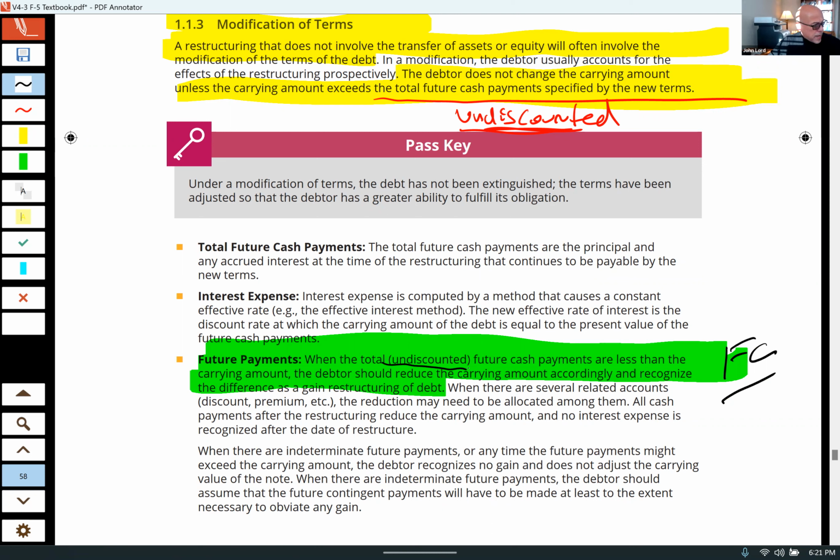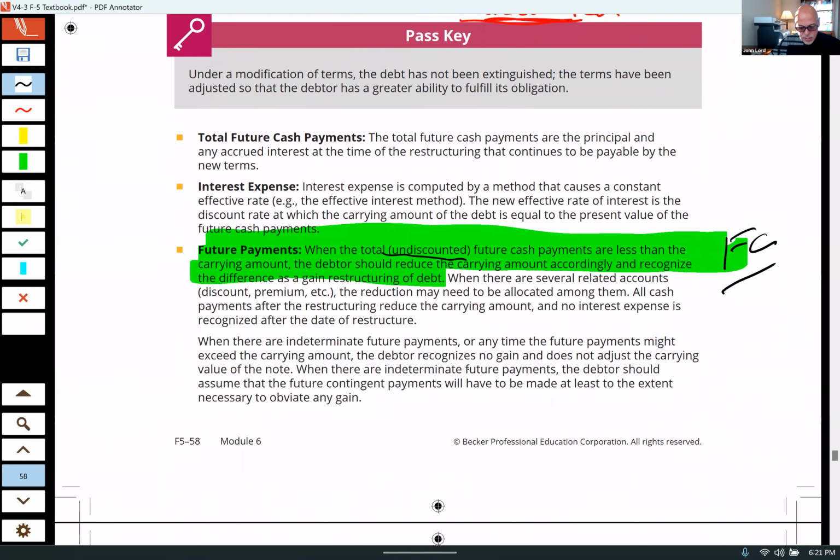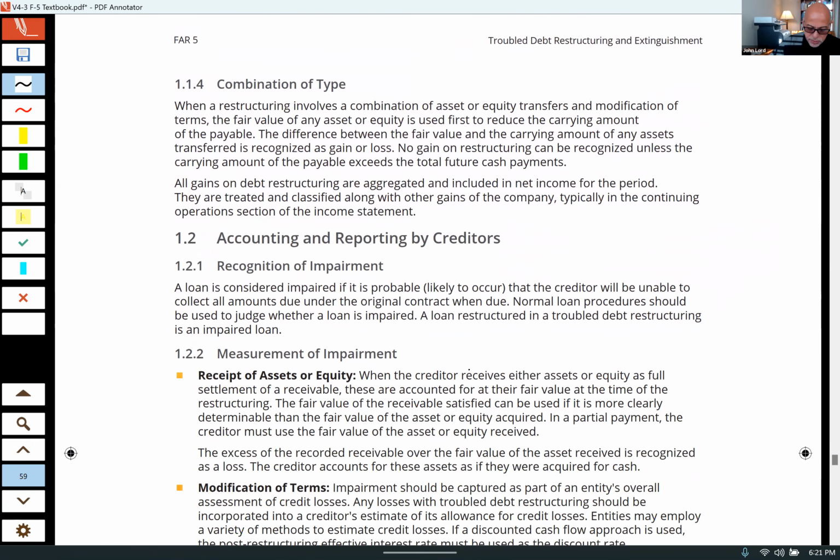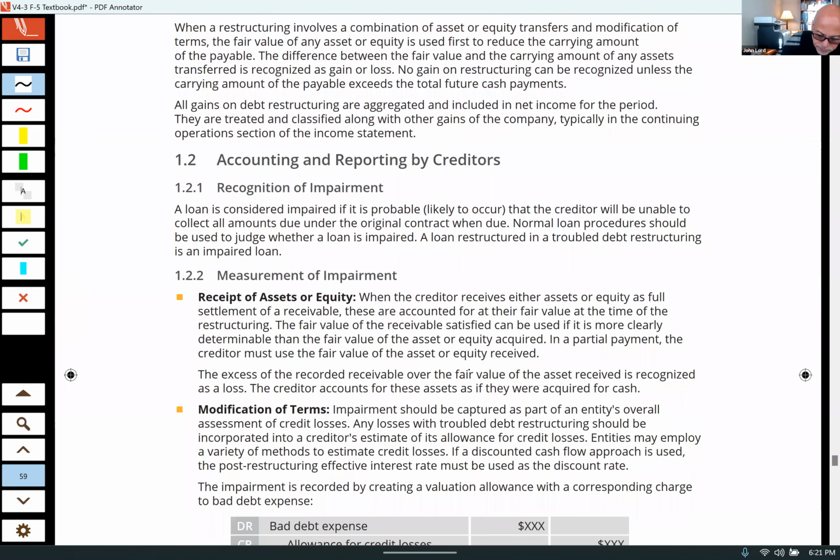Now, when you look at the creditor in a modification of terms, I believe this is where students start to get a little confused. When we're dealing with the creditor, the person to whom the money is owed, and there's a modification of terms, take a look at what they do. Impairment should be captured as part of the entity's overall assessment of credit loss. Any losses of troubled debt restructuring should be incorporated into the creditor's estimate of its allowance for credit loss.